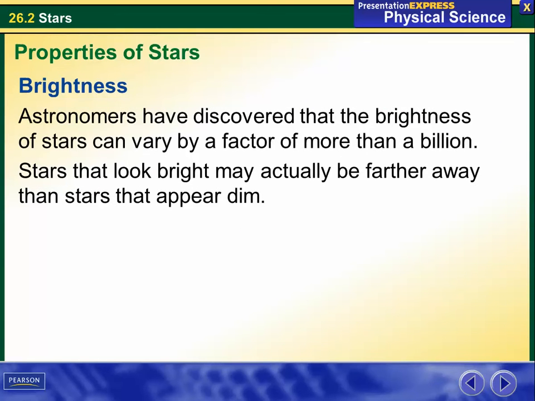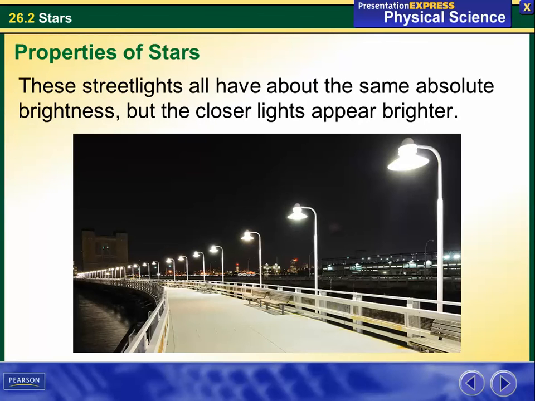Something similar to color, but not the same, is brightness, because how bright something is may help you determine its color. But astronomers have discovered that the brightness of stars can vary by a factor of more than a billion, so it's hard to determine brightness, because stars that look bright may actually be farther away than stars that appear dim. There are two different types of brightness, depending on how far away you are from an object compared to what it is actually producing.